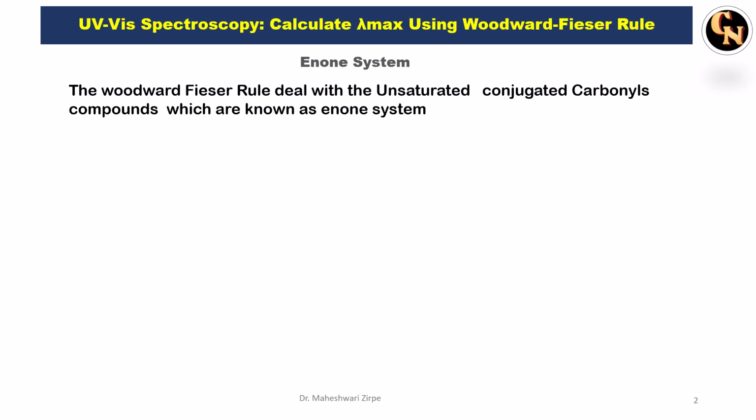As we have already seen in the first part, the Dienes system we calculated using Woodward-Fieser rule. In a similar way we are going to calculate lambda max value using Woodward-Fieser rule for Enone system. Now what do you mean by Enone system? Let us understand first. Enone system is an alpha beta unsaturated carbonyl compound, meaning the carbonyl group, that is C double bond O, is conjugated with a double bond.